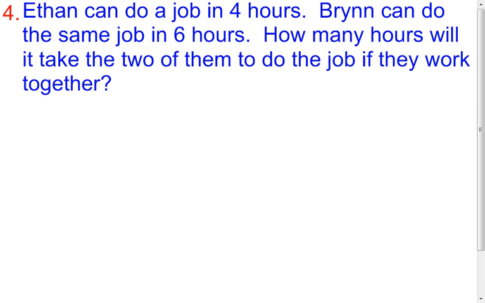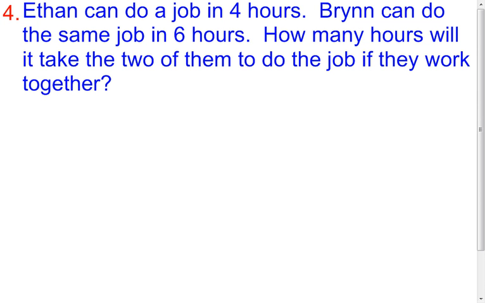Ethan can do a job in 4 hours. Bryn can do that same job in 6 hours. How many hours will it take the two of them to do the job if they work together? The most common mistake I'll see here is that people will try to say 5 hours because they average 4 and 6 out. But think about it.